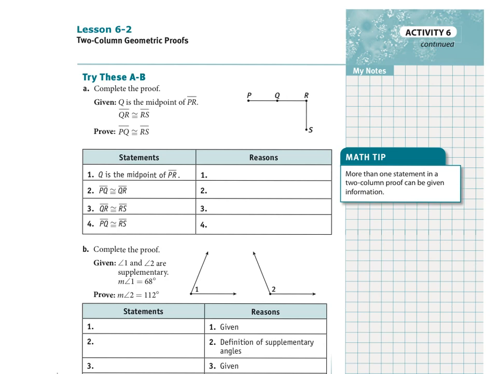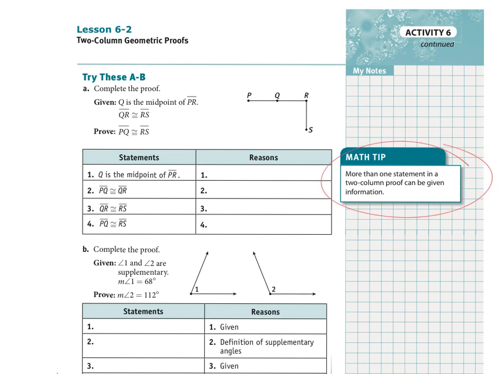So I want you to take a look at this problem. It already lists the statements for you. I want you to see if you can come up with the reasons. Maybe some of the things we've seen already today, maybe some of them from our previous lesson. See if you can fill in the reasons right now. Go ahead and pause right here. All right, let's go ahead and resume from here.